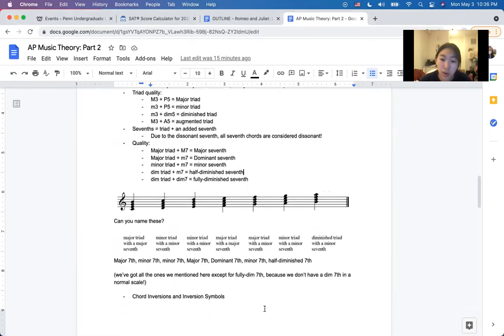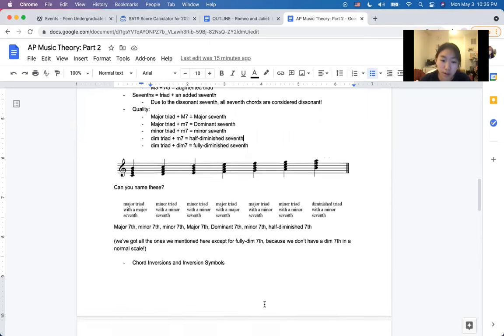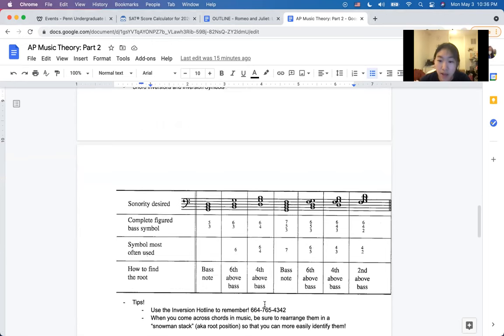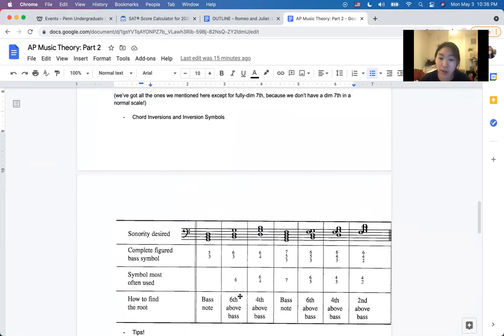So now let's go to chord inversions and inversion symbols. I've inserted a diagram here that really helps explain the idea of inversions, which is basically just rearranging the notes of a chord. You know how there's different intervals in a chord based on the interval above the bass note. With inversions, that's basically just playing around with which interval goes where.